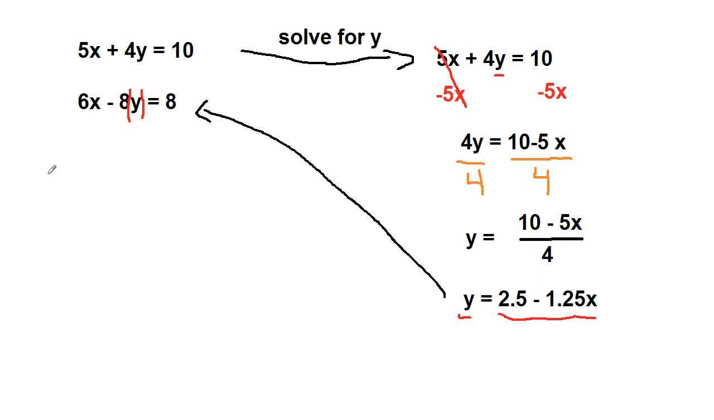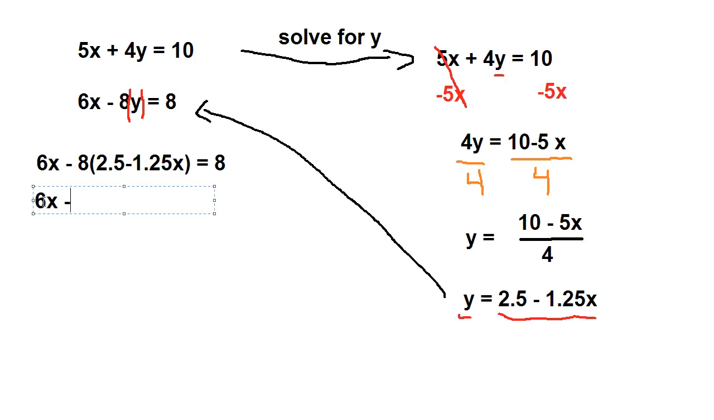So if we do this, what we will have here is the 6x. We haven't done anything to it, so it's going to stay there. The 8, again, we haven't done anything. It's going to stay there. And for y, we're going to replace it by 2.5 minus 1.25x, is equal to 8. What you'll notice here is our equation only has x's present now. Now, to solve this, it's going to use most of the things that we talked about before.